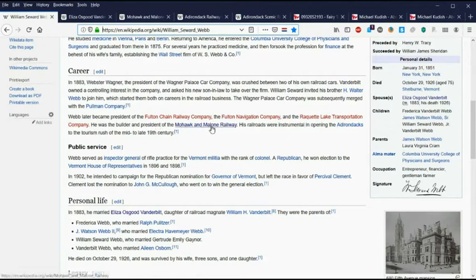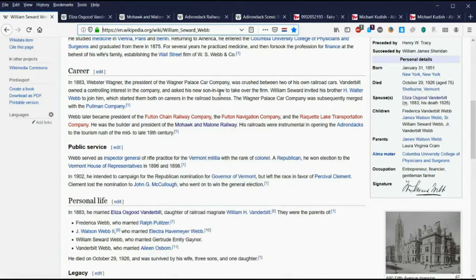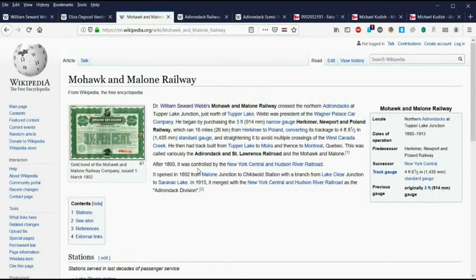He was the builder and president of the Mohawk and Malone Railway. This is the reason I'm including him here, which operated from, actually not Mohawk, but Herkimer, across the Mohawk River, up to Montreal in Canada via Malone. And that railway line was taken over. We'll jump over here. This is the very short Wikipedia page on the Mohawk and Malone, which was also called the Adirondack and St. Lawrence. If you go through the history books, it's not at all clear what the distinction is between the two of them, because even in most of the documentation, you see both names used.